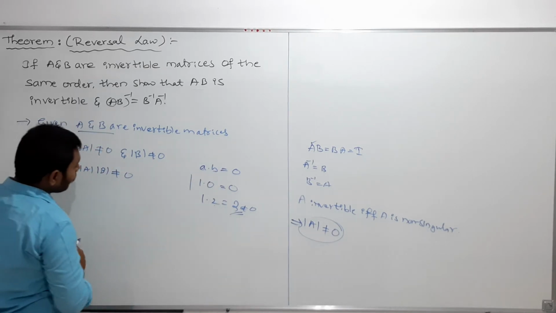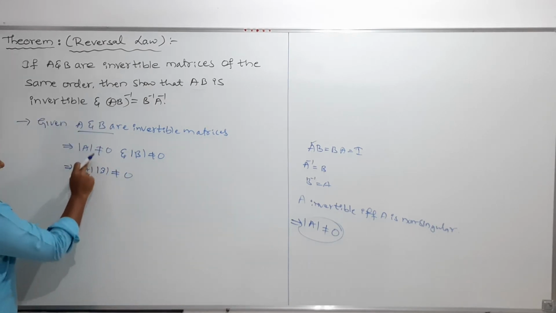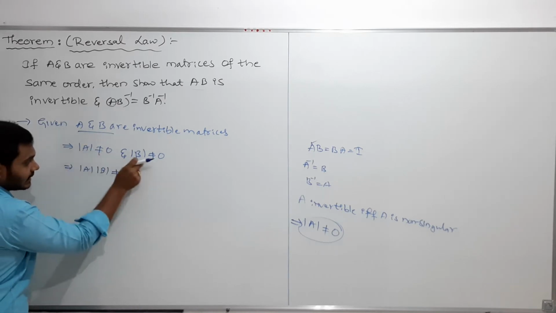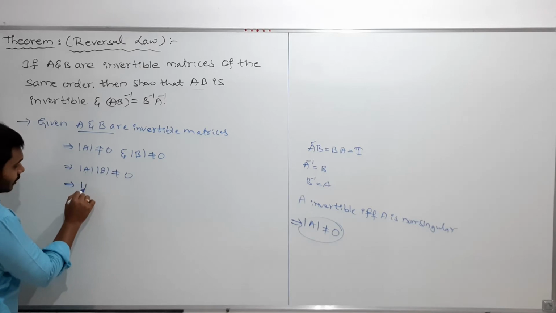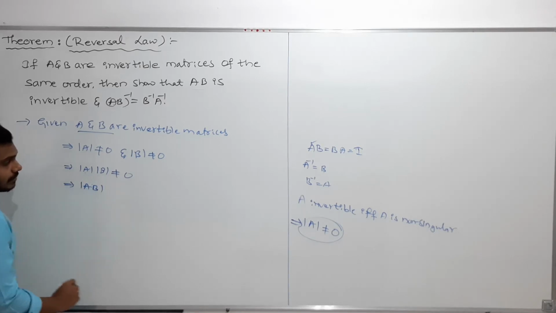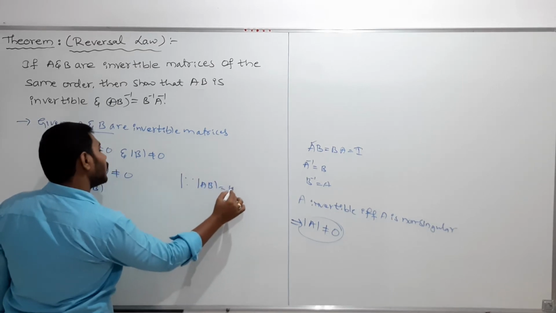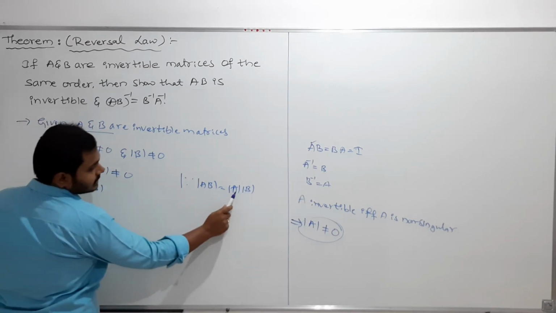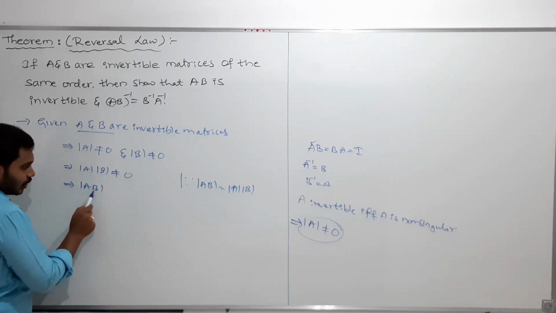It is clear. So therefore, my dear students, what I am writing here is determinant of A is not equal to 0, determinant of B is not equal to 0. This implies that their product is also not equal to 0. So now I will write this determinant of A into determinant of B. Can I write it as determinant of AB? Because this I also discussed in the previous video. Determinant of AB can be written as determinant of A into determinant of B. So determinant of A into determinant of B can be written as determinant of AB.